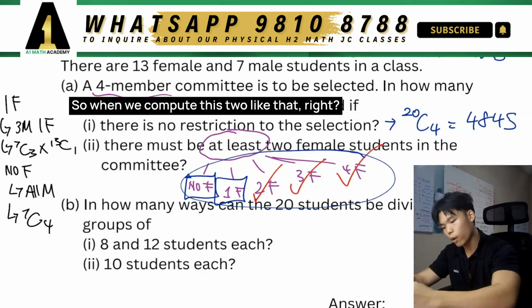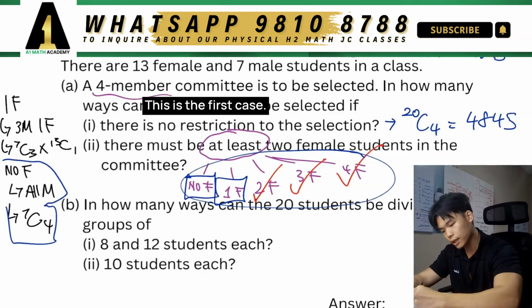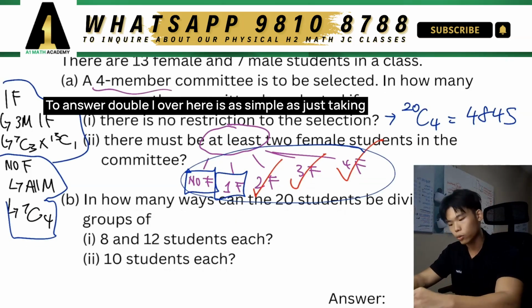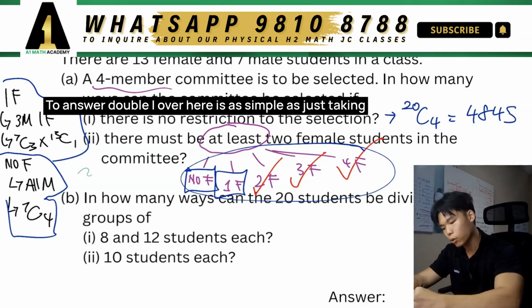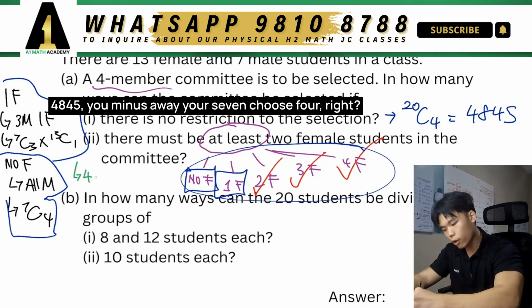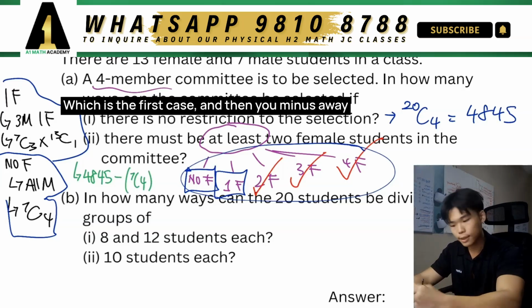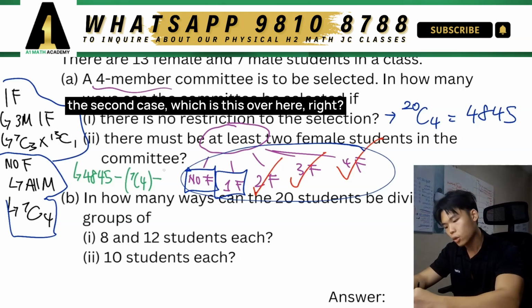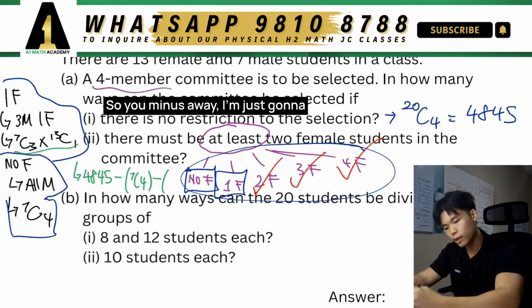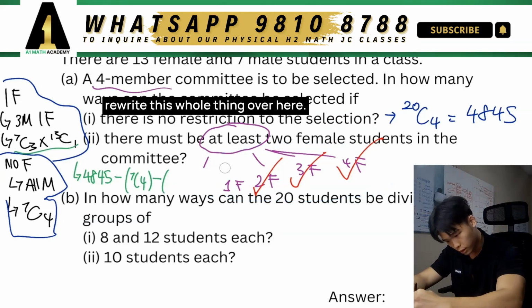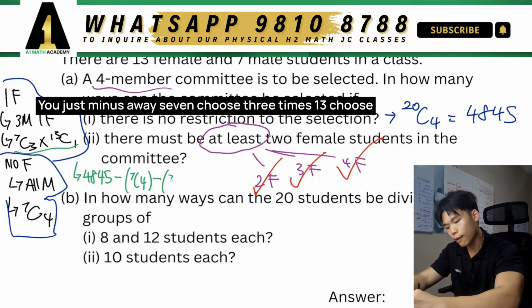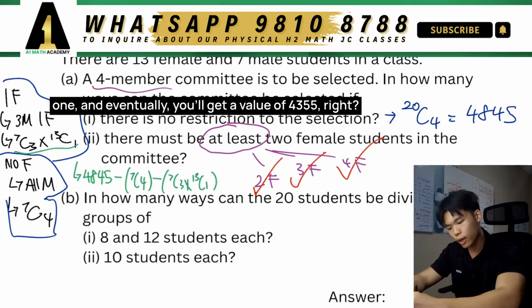So when we compute these two, this is the first case and this is the second case. To answer part (ii), it is as simple as taking 4845. You minus away your 7 choose 4, which is the first case, and then you minus away the second case, which I'm just going to rewrite: 7 choose 3 times 13 choose 1. And eventually, you get a value of 4355.